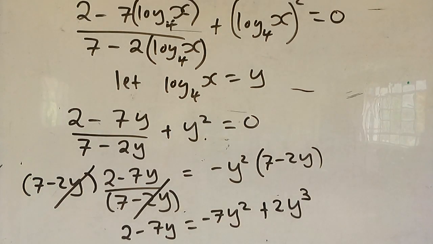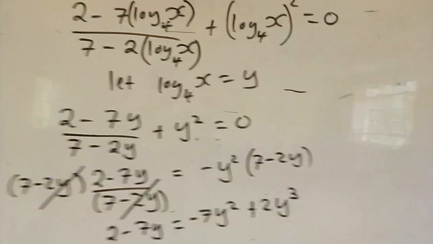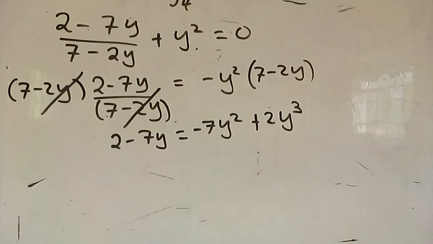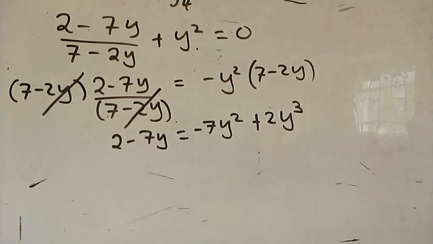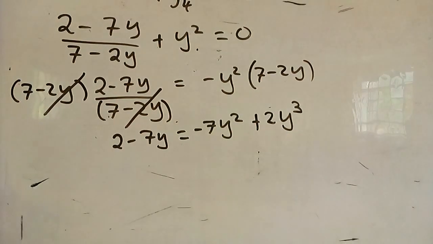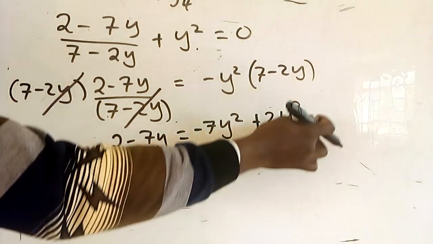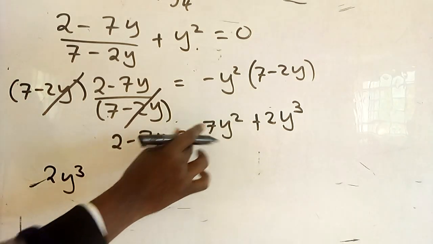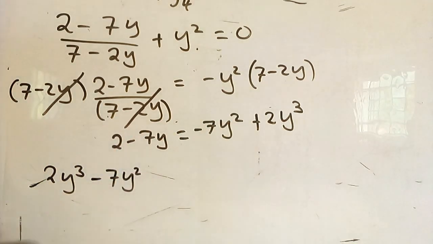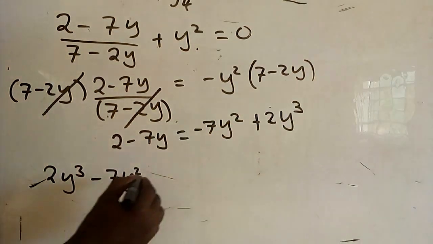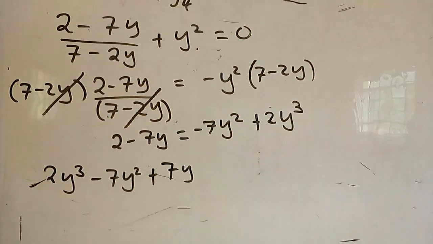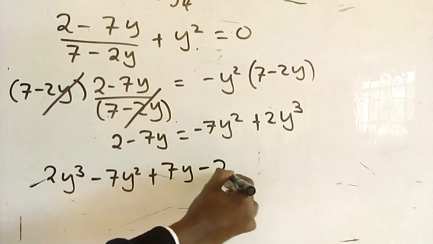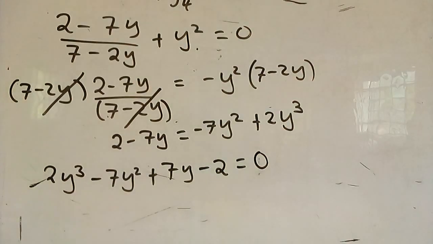So we can now rearrange that into standard form, taking everything to one side of the equation. We have positive 2y cubed minus 7y squared. Then negative 7y going to the other side becomes plus 7y, and positive 2 going to the other side becomes minus 2, equal to 0. So now solve for y.